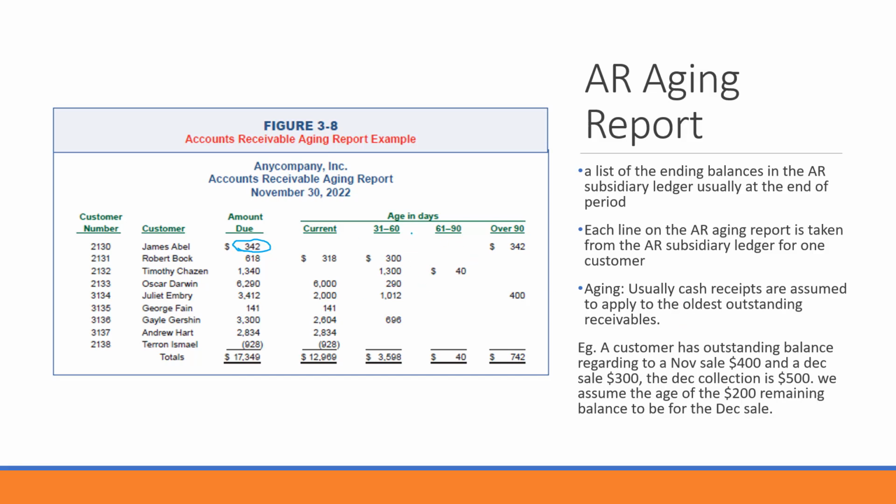When we classify it into ages in days, we need to notice that the cash received is assumed to apply to the oldest outstanding receivables. So what does that mean? It means that if the customer has an outstanding balance of like 400 for November sales and 300 for December sales, so they have 700 outstanding balance, and we collected 500 cash, then the remaining 200 will be assumed to be related to December sales. We're going to assume the 500 cash collection is applied to the November sales first. Okay, so that's what it means.